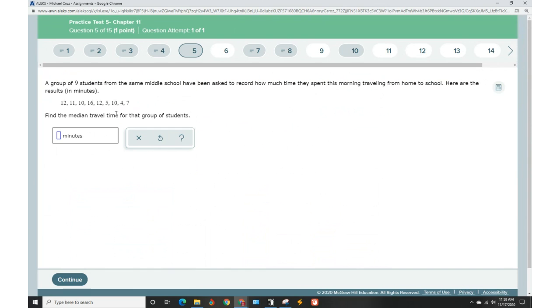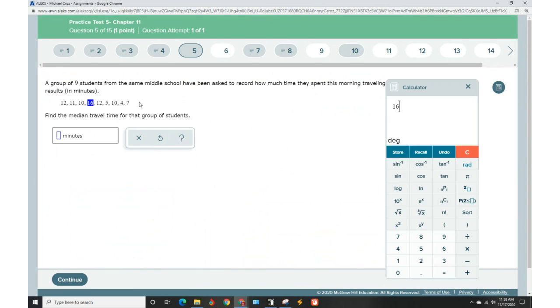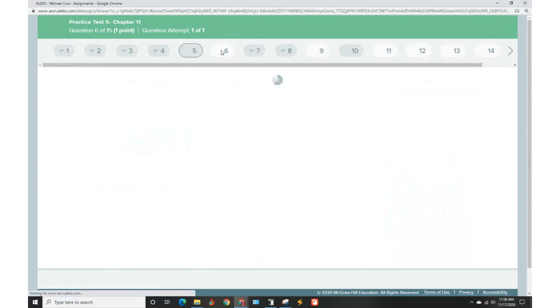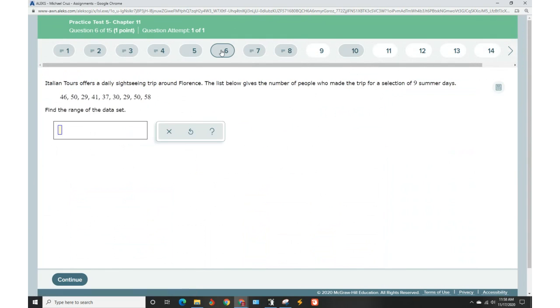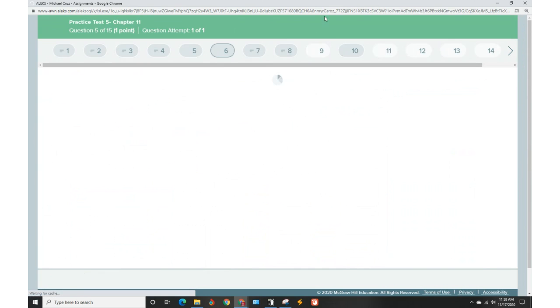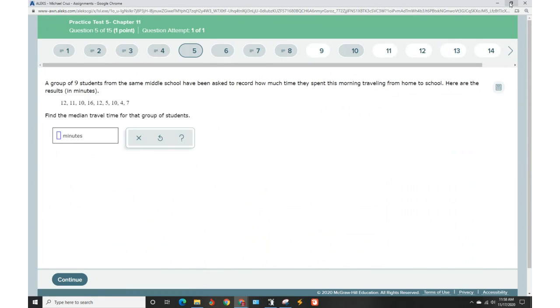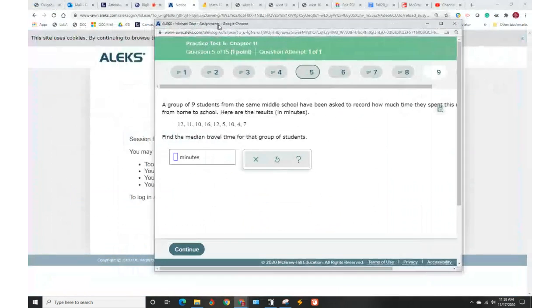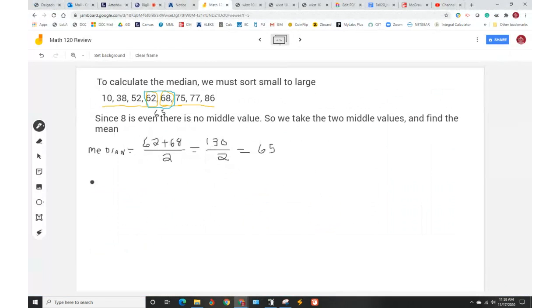All right, again, this is a median. Let's say, what's this one over here? All right, we've got enough time to do both of these. All right, so this is another median.